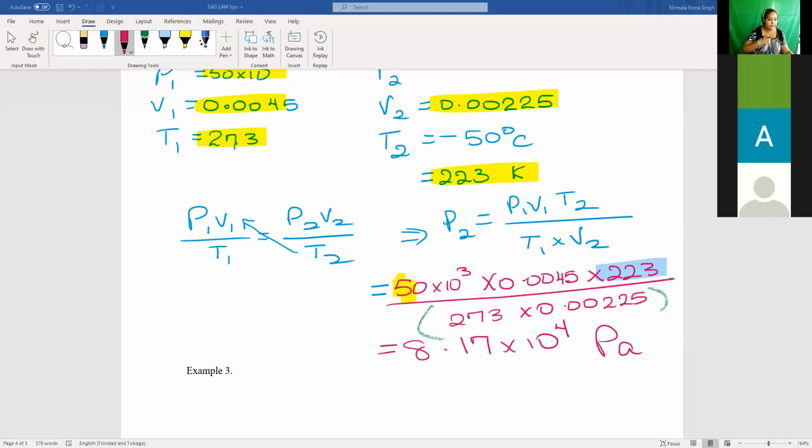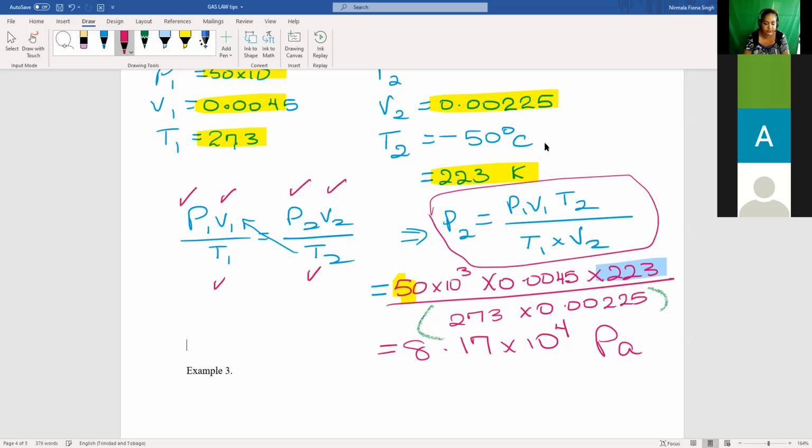So that's the solution for our question. If we work out P1, V1, T1, get P2, V2, T2, and manipulate the equation, you get P2 is equal to P1 V1 T2 over T1 by V2. All you're doing here is manipulating your equation, no big maths, cross multiply and divide. Plug in your values, and you will get 8.17 by 10 to the 4 pascals.